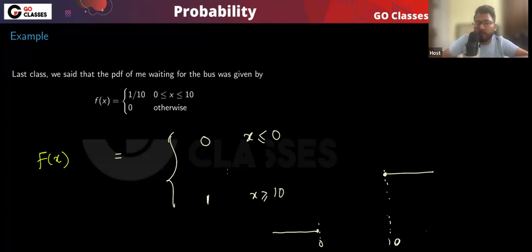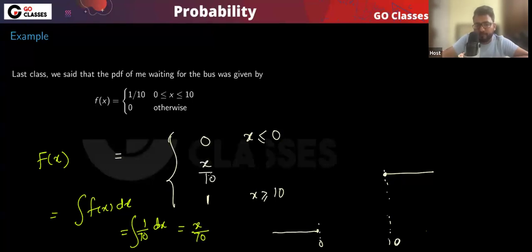The only thing we want to find out is between 0 to 10. If x is between 0 to 10, then F of x is nothing but you integrate f of x, which is 1 upon 10 dx, which is x by 10. So here it will be x by 10. The CDF is generally a piecewise function. Piecewise means that from the start it is taking some value, then in between it takes a different function, and after some point it is always constant. So generally the CDF will be like this between the intervals.